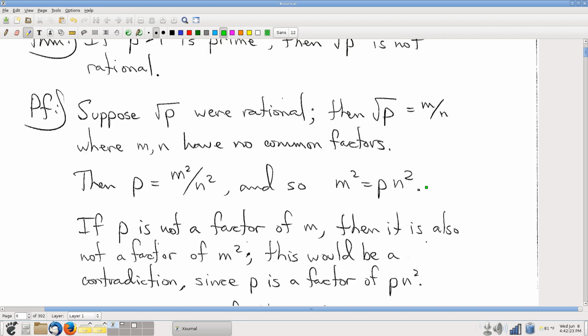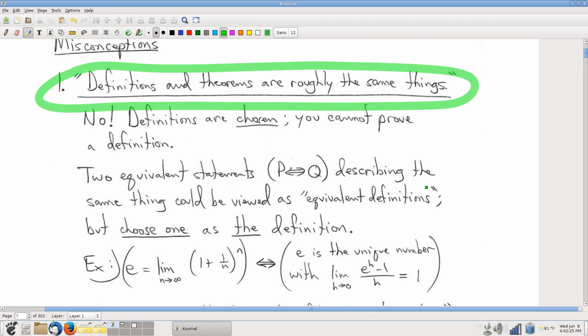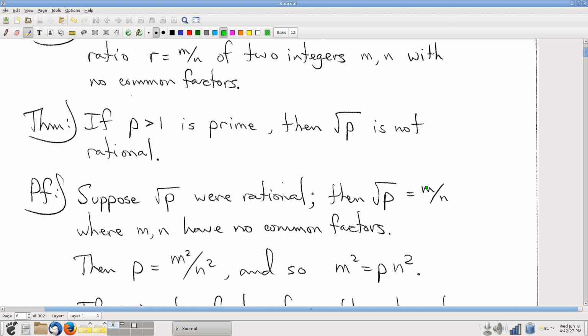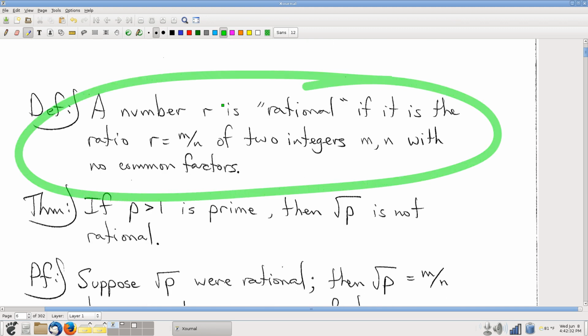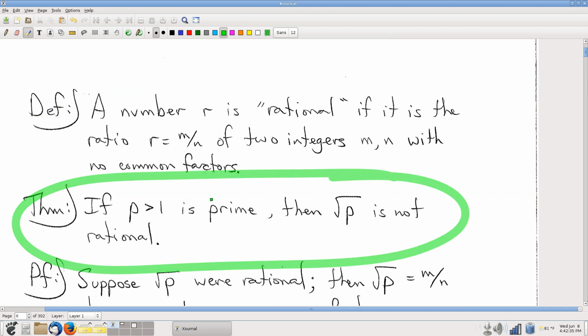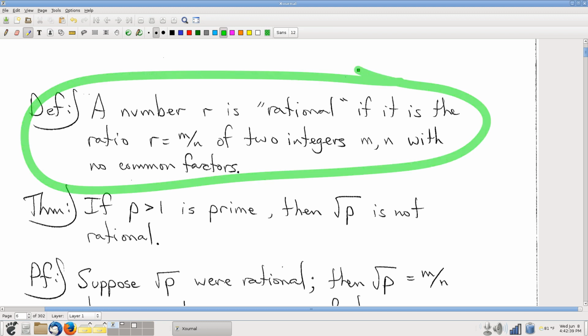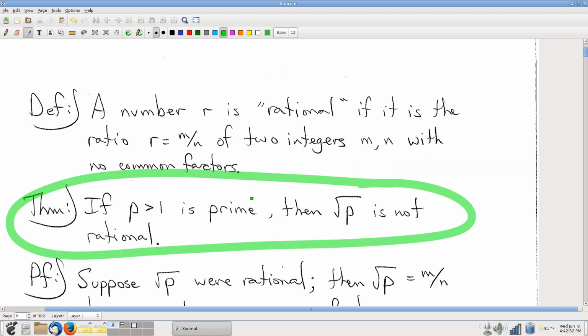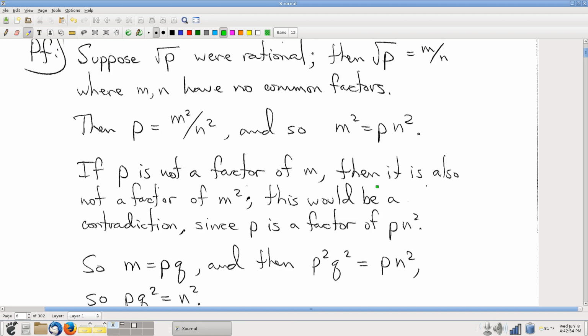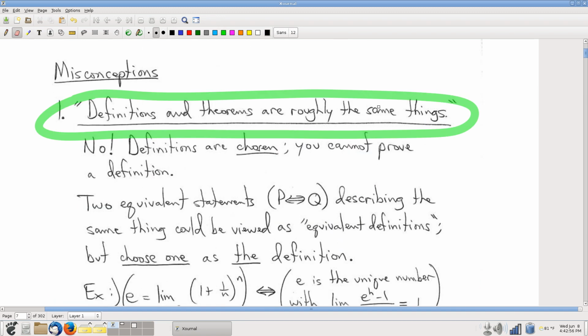These are very different things, and students very often have difficulty seeing the difference because they both just kind of look like statements about math. This appears to be a statement about math, and this appears to be a statement about math, but it's important to realize how very, very different they are. This is just putting a label on a concept. There's no mathematical truth that's being asserted here. Whereas here there is. Okay, so that's an important thing to understand.